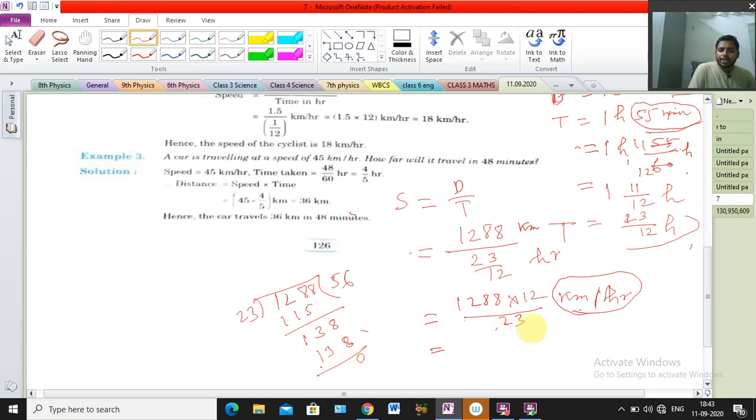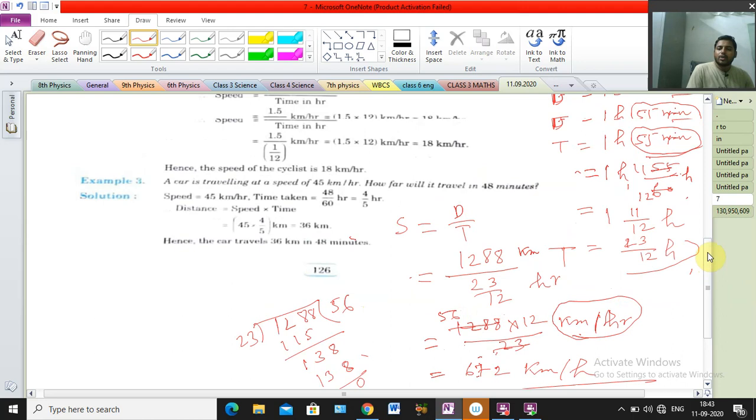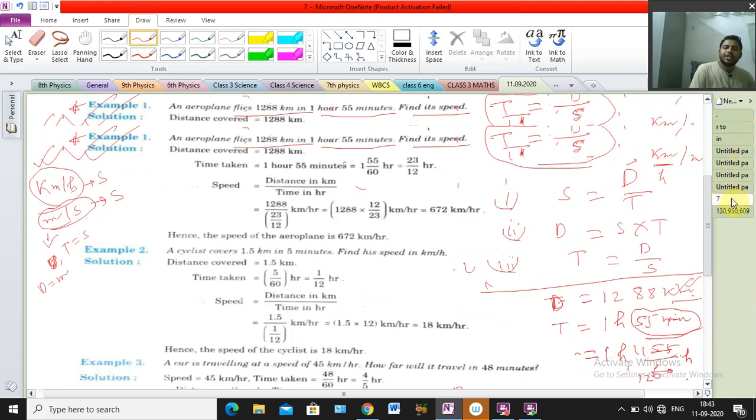So if we cancel 23 and 1288, we will get 56, and 56 into 12, just do the multiplication. 12 into 6 is 72, 7 carry, 12 fives are 60, 60 and 7 is 67, that means 672 kilometer per hour. That is the speed. Therefore the required speed is 672 kilometer per hour.